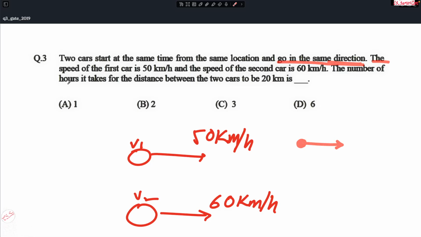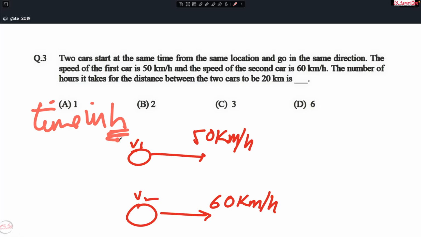The speed of the first car is given to be 50 kilometers per hour. This is V1, the speed of the first car, and the index 1 represents the first car. The speed of the second car is 60 kilometers per hour. The number of hours it takes for the distance between the two cars to become 20 kilometers is? So we have to calculate the time in hours in which the distance between the two cars becomes 20 kilometers.